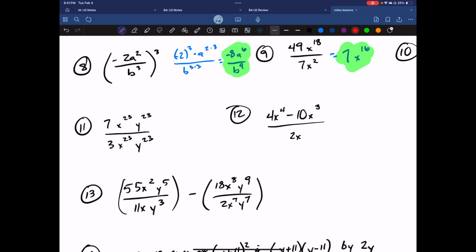Okay, now this one might be obvious to you, because let's look at this. I have x to the 23 over x to the 23. Well, that's just going to go away because 23 minus 23 is 0. Same thing here. And so my answer here is simply 7 over 3.